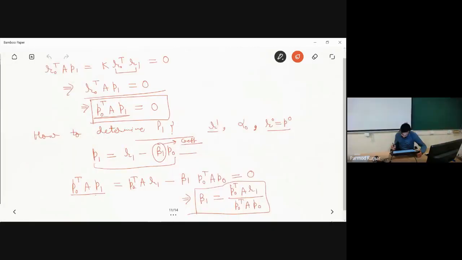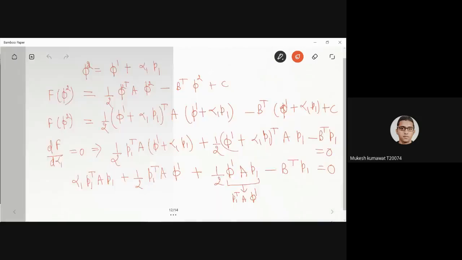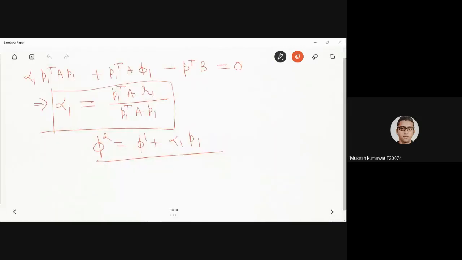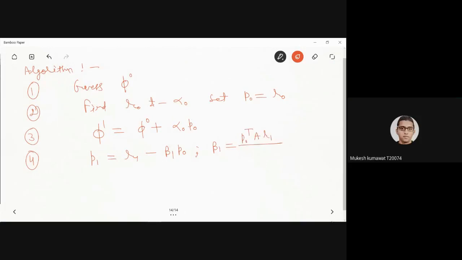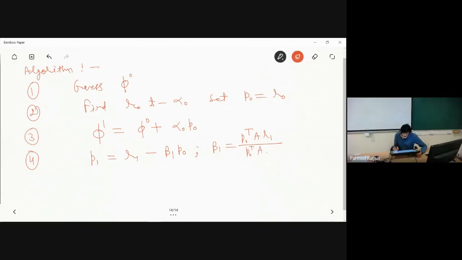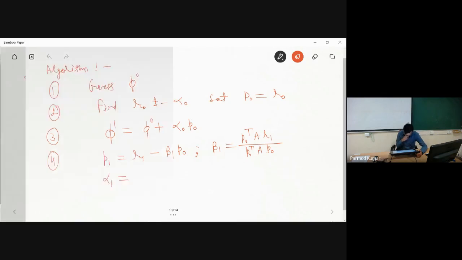P naught transpose A R1 divided by P naught transpose A P naught. Okay. So this beta 1 will help us in finding out P1. After that, what we have to do, we have to find out alpha 1. How to find out alpha 1?